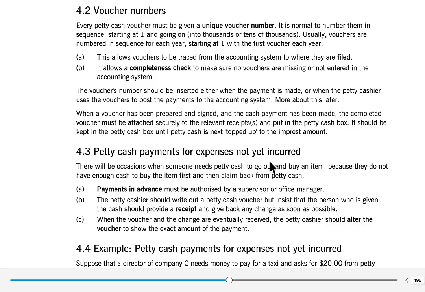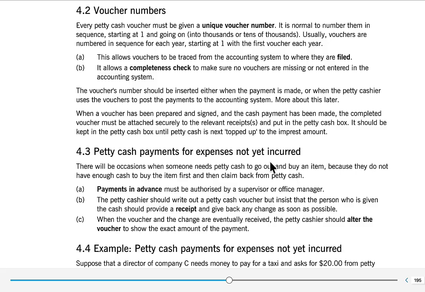Why voucher numbers are used. Voucher numbers have two main purposes. Purpose 1. Tracing and filing. Voucher numbers allow vouchers to be traced in the accounting system and in the files. Meaning, if you see voucher number 45 in the petty cash record, you can go to the voucher file and find voucher number 45. So it becomes quick and easy to locate proof for any payment. This is very important for managers, auditors, and accountants.